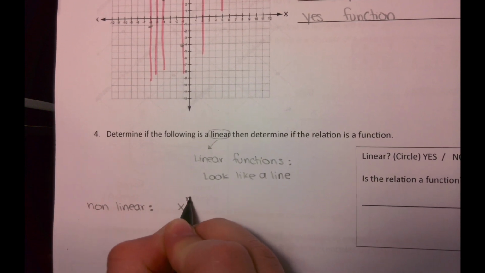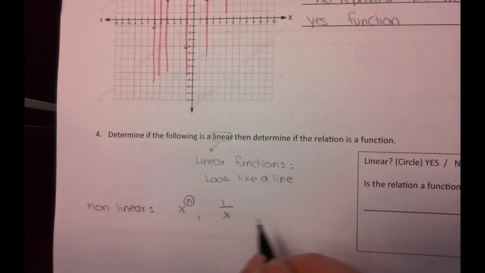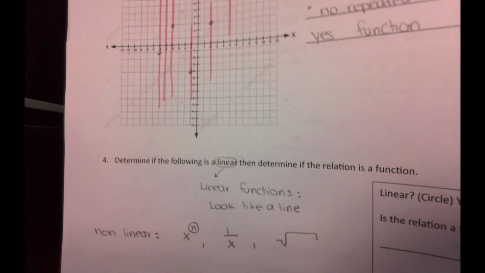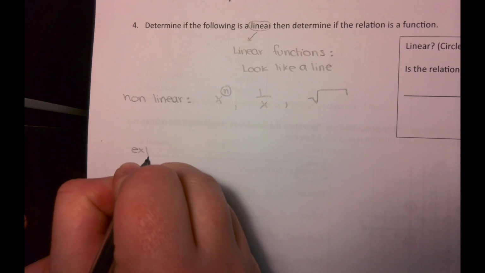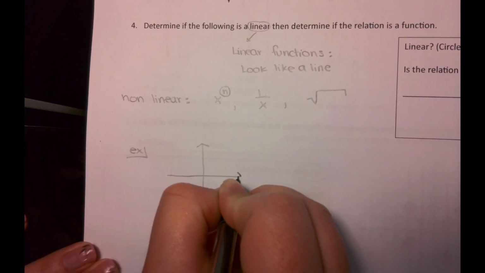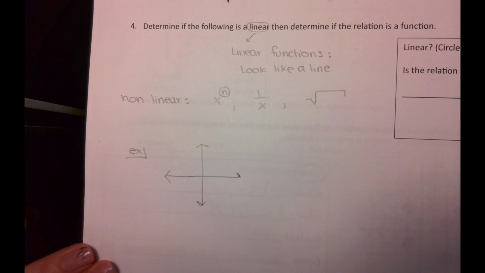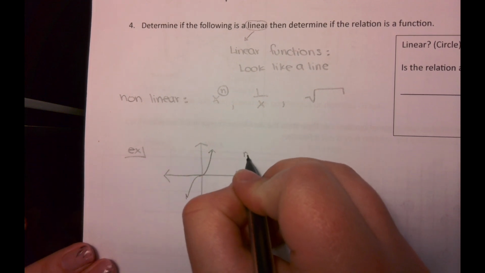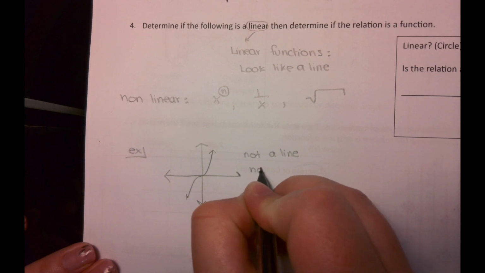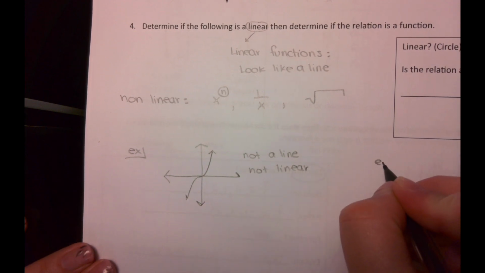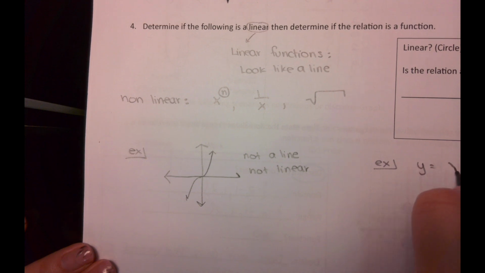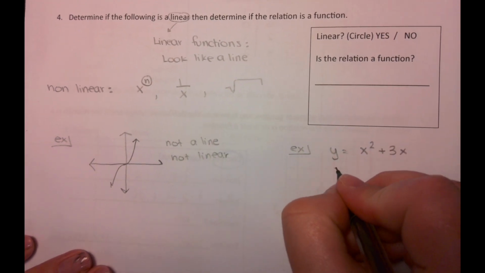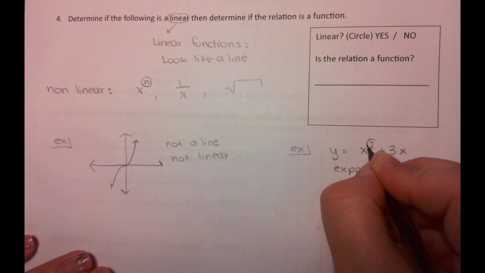So nonlinear would have an exponent. Nonlinear would have an x on the bottom. And nonlinear would have things like a square root, cube root, fourth root, a radical. Let's sketch this out really quick. We'll do a quick little mini lesson here because this question is important and will be on the test. So let's say we have a curve like this. Immediately, it's a curve, not a line, not linear. If we have something that has an equation like y equals x squared plus 3x, we have an exponent, which means nonlinear.